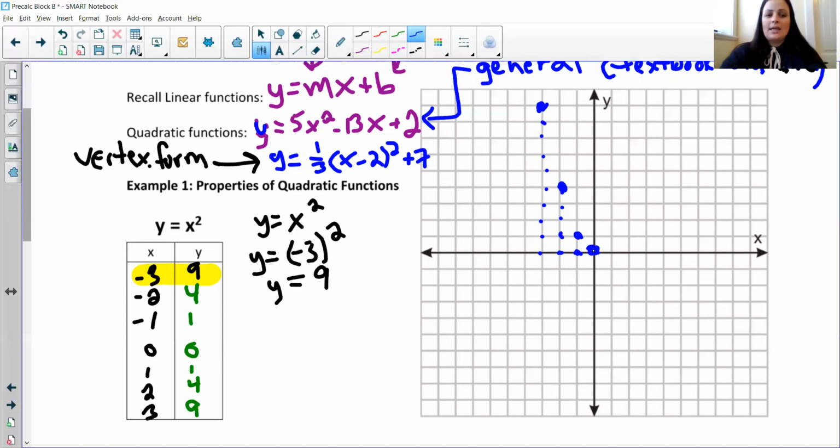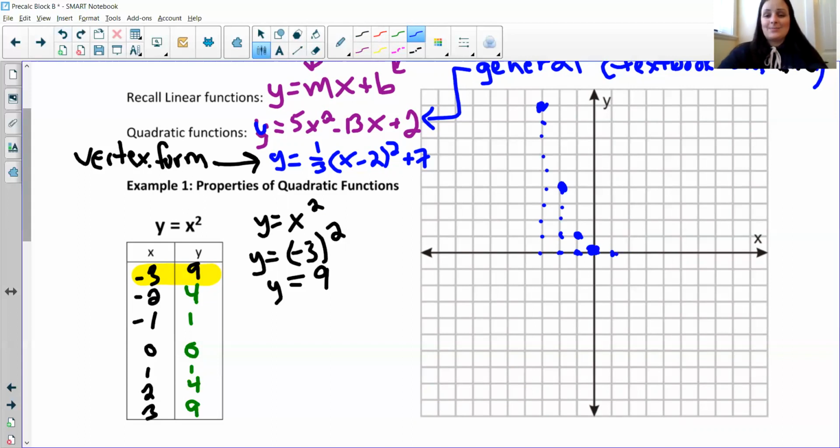And when x is 1, y is +1. When x is +2, y is +4. I'm sorry, I'm really flustered right now. I'm just gonna go back and delete that.